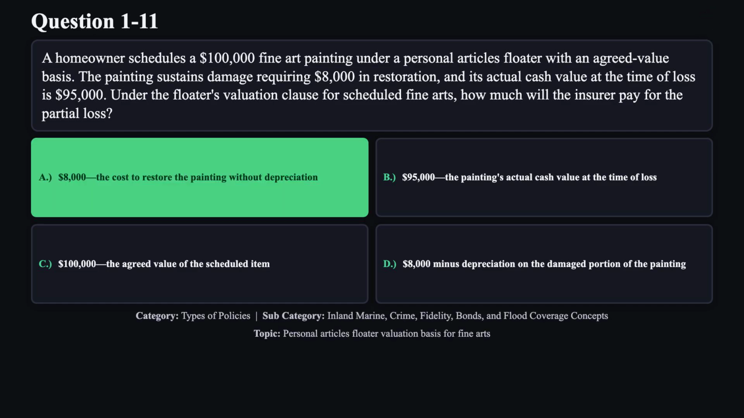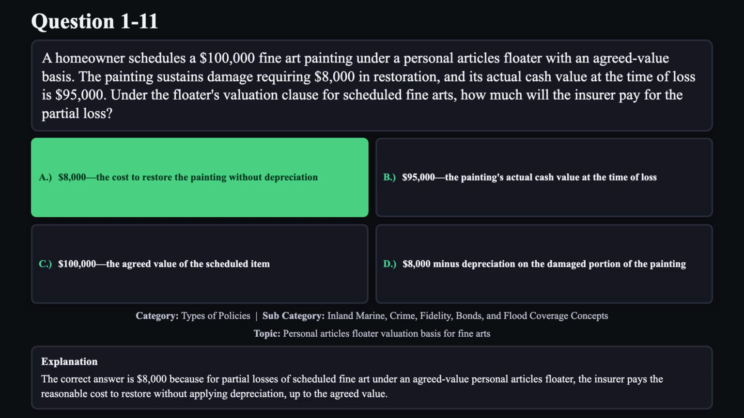The correct answer is A. The correct answer is $8,000 because for partial losses of scheduled fine art under an agreed value personal articles floater, the insurer pays the reasonable cost to restore without applying depreciation up to the agreed value.